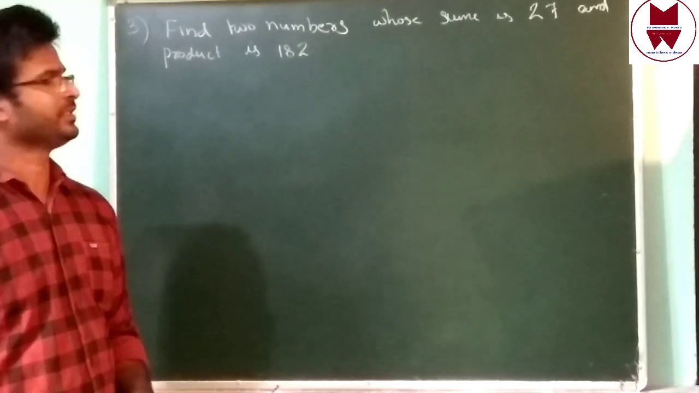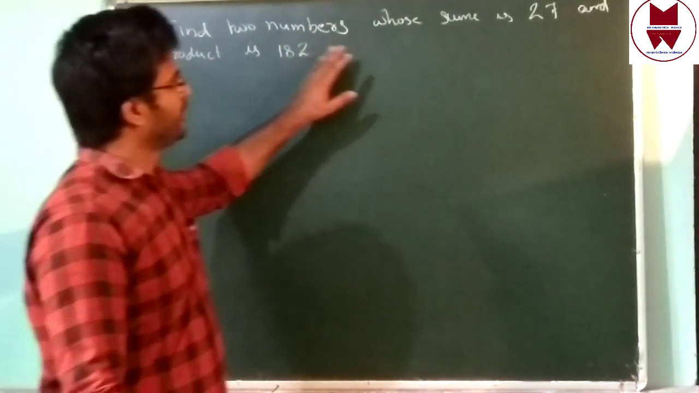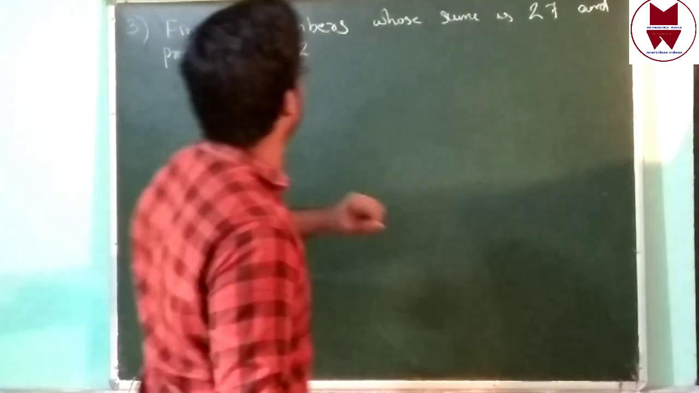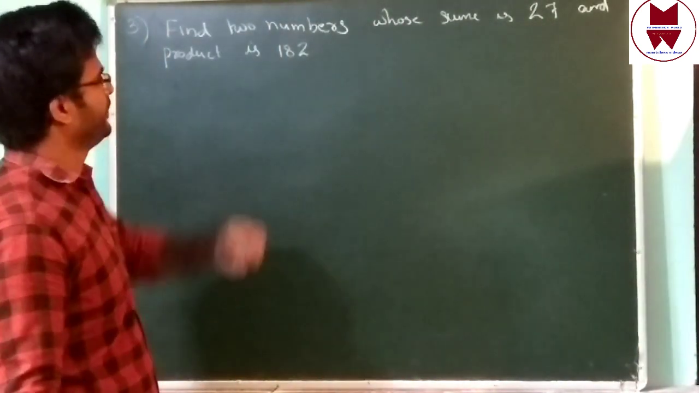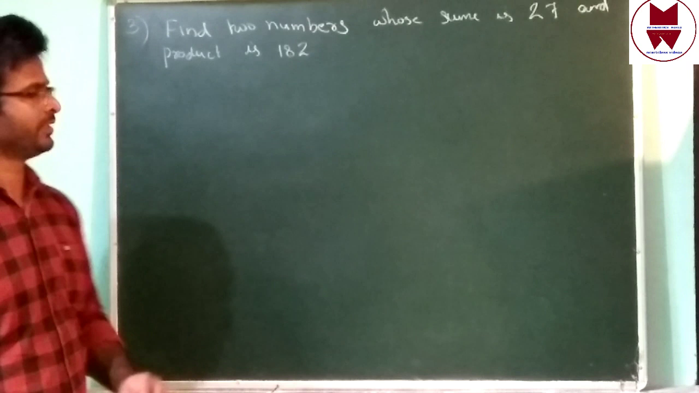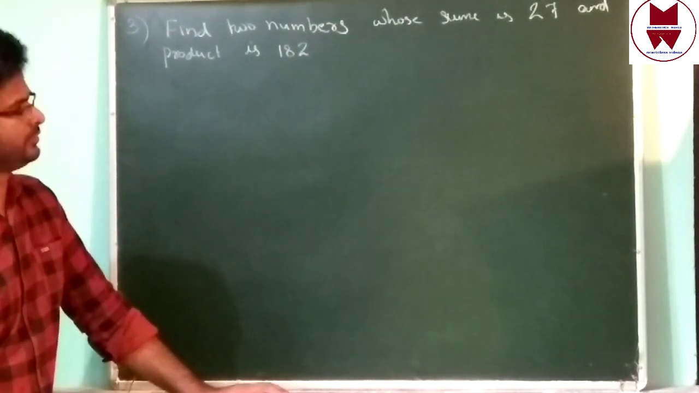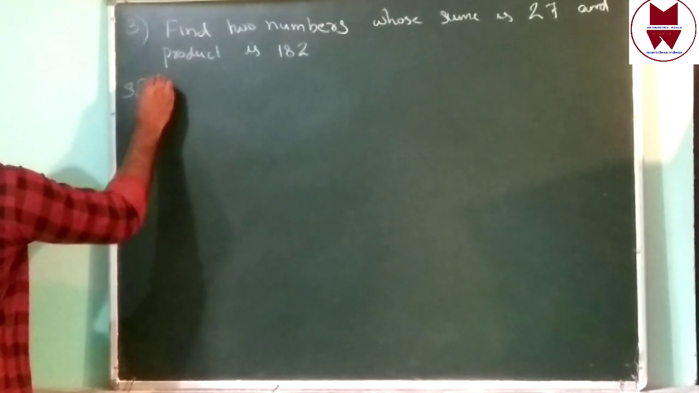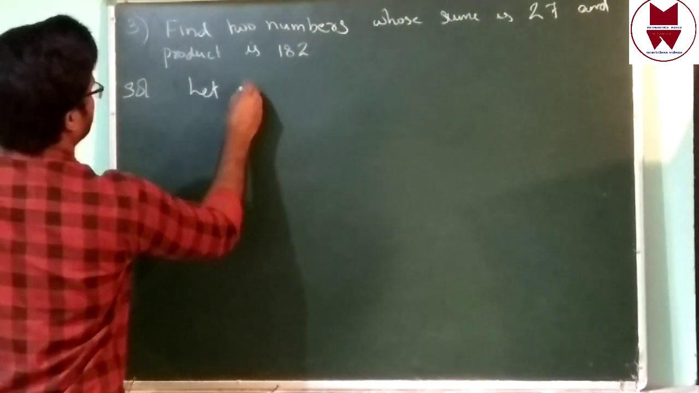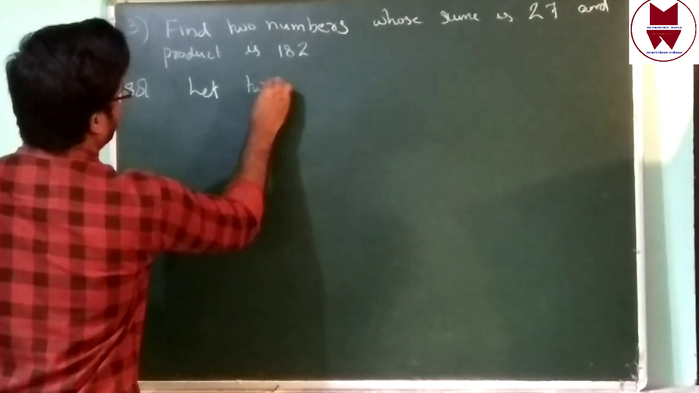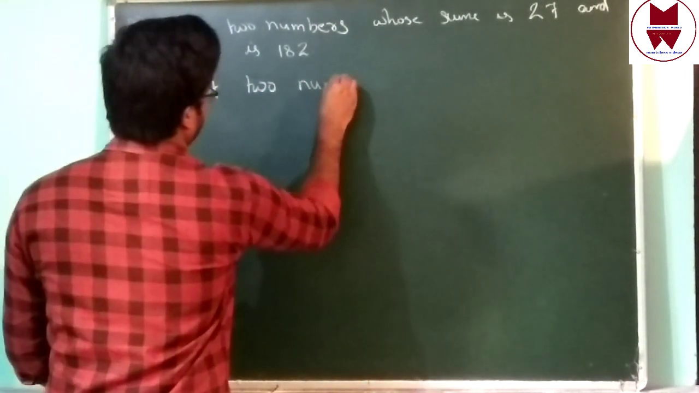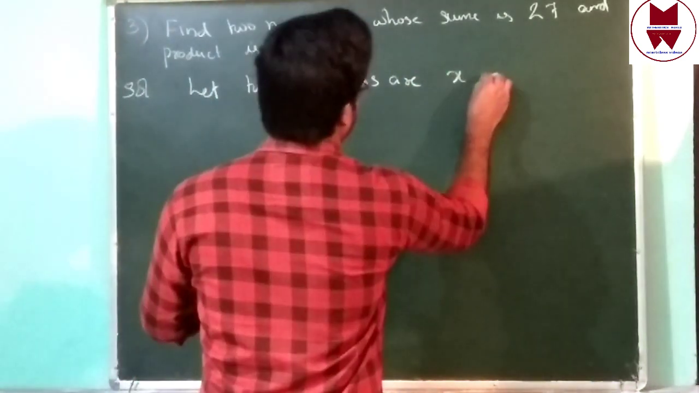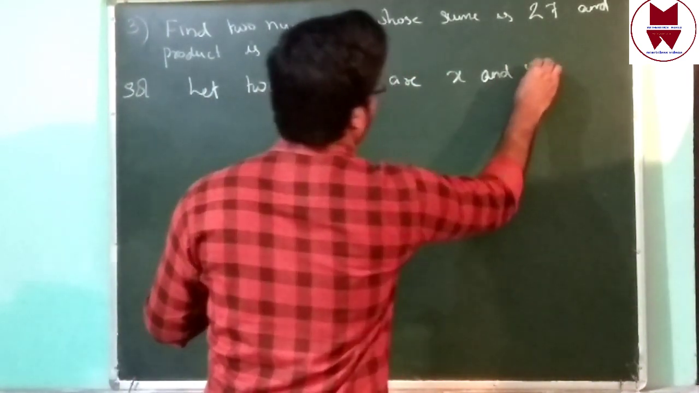See question number 3. Find two numbers whose sum is 27 and product is 182. Then they are not given two numbers in here, isn't it? That means we can take, let two numbers be x and the second number is y. X and y.